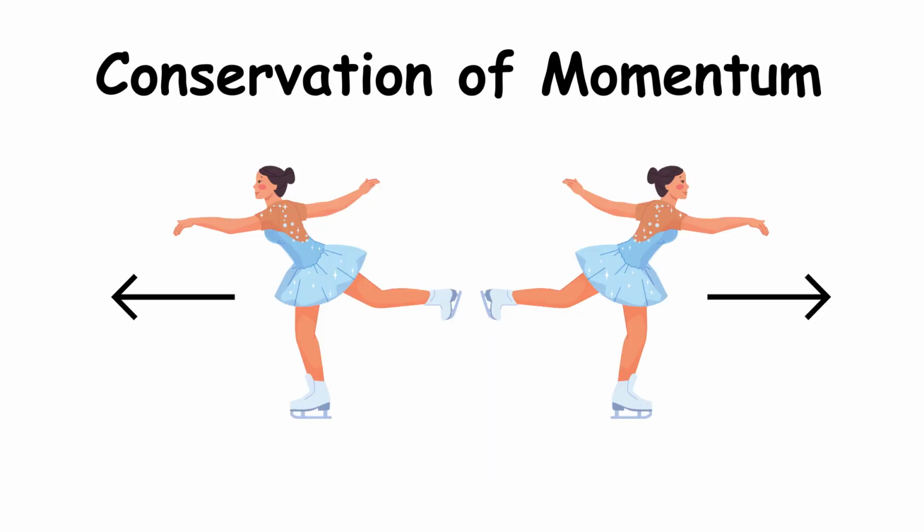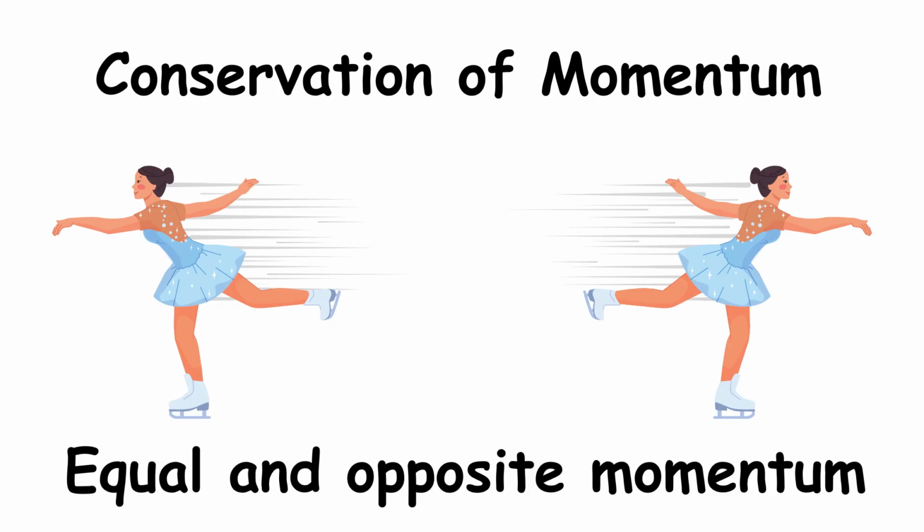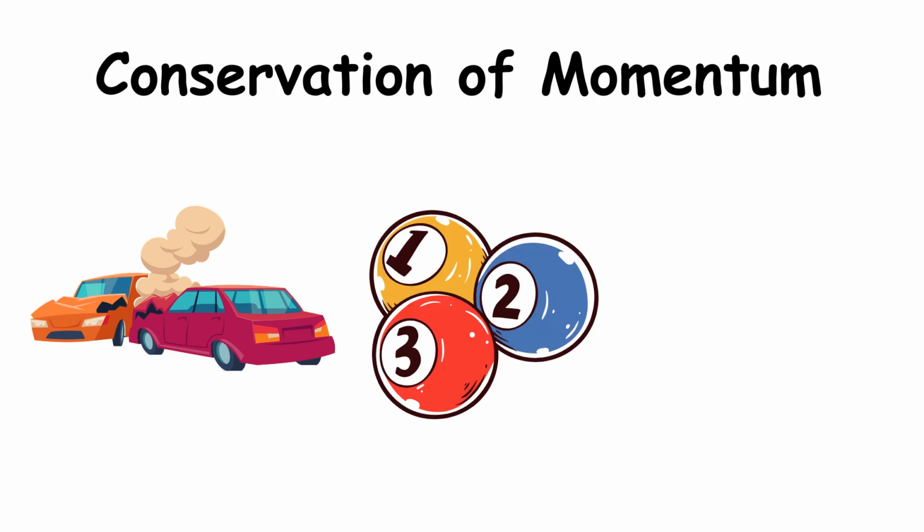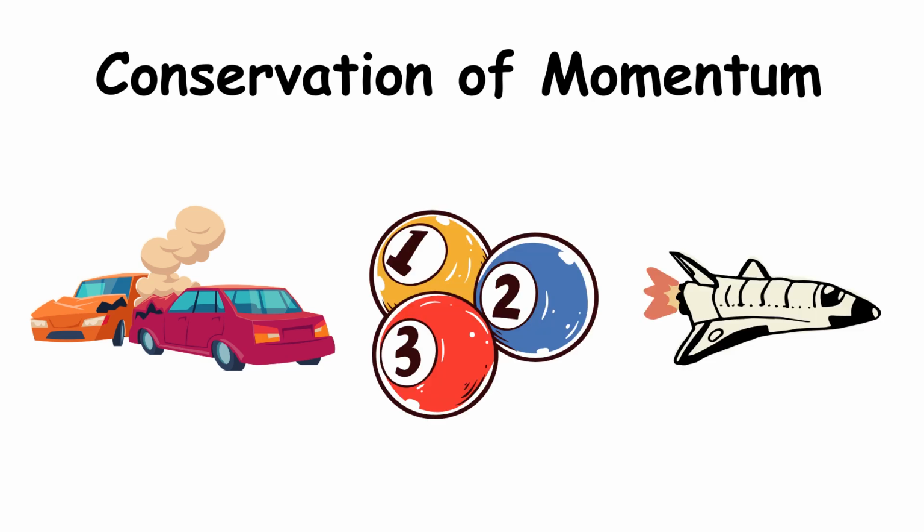For example, picture two ice skaters pushing off each other. They glide in opposite directions with equal and opposite momentum. No friction, no loss, just physics and dramatic exits. This principle is why car crashes, billiard shots, and even space travel can be calculated down to the tiniest motion.